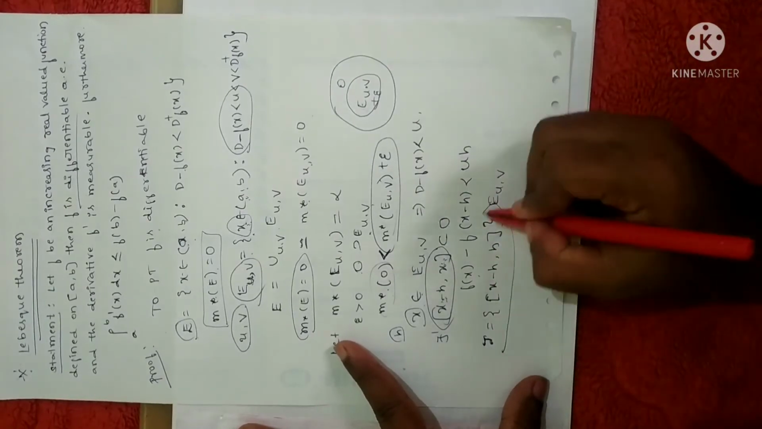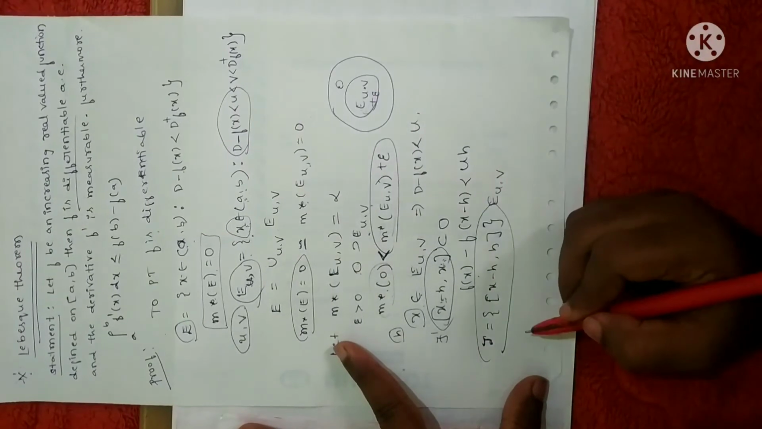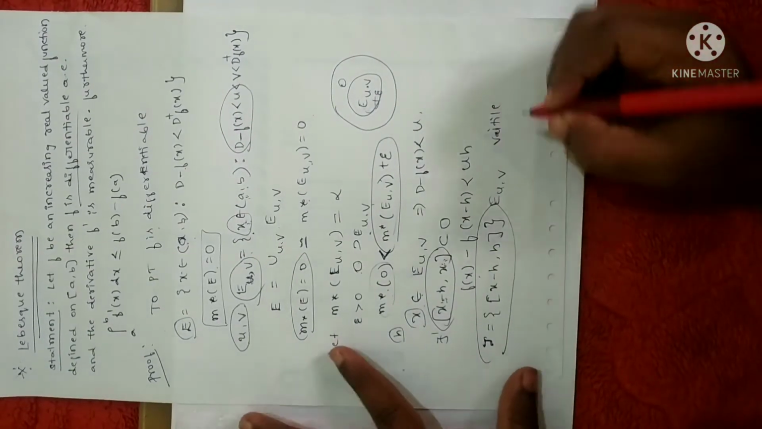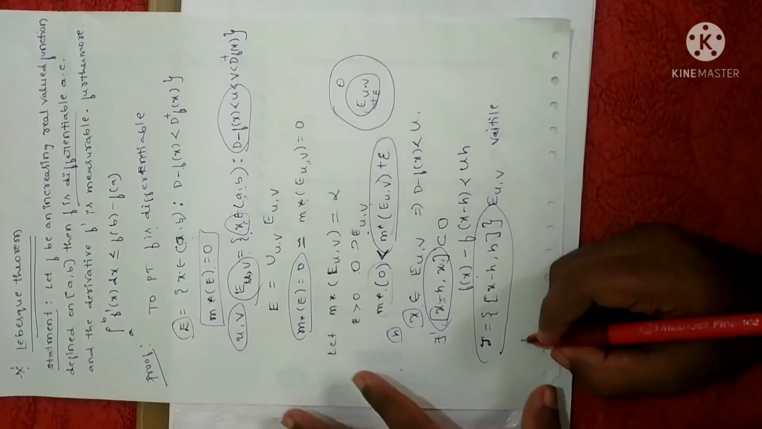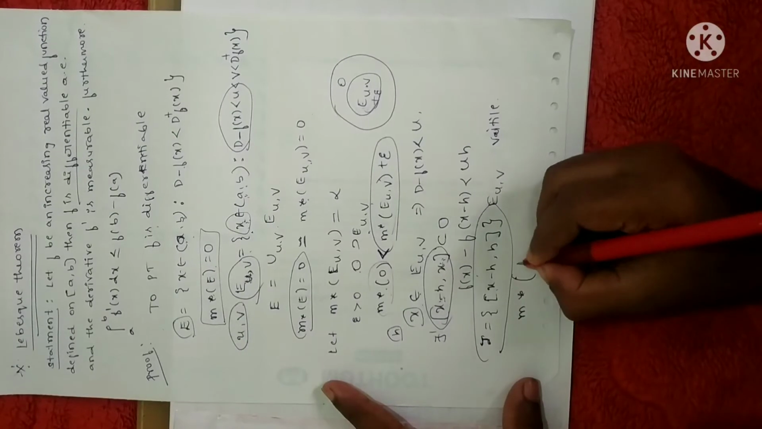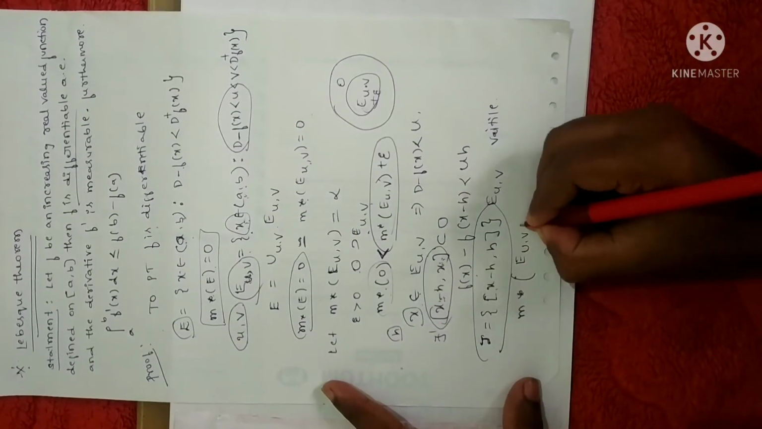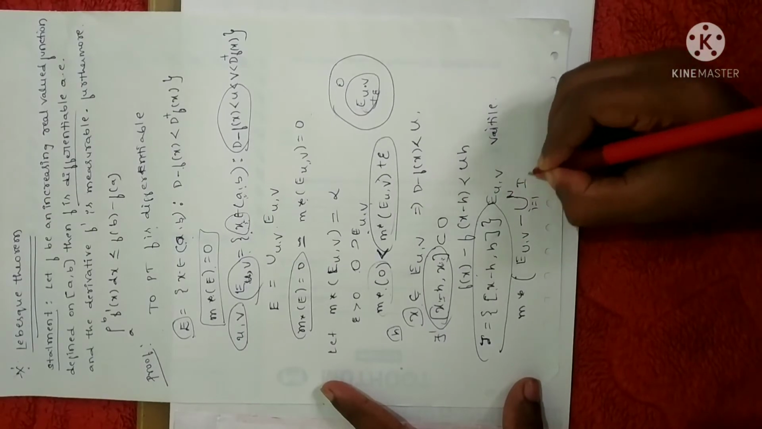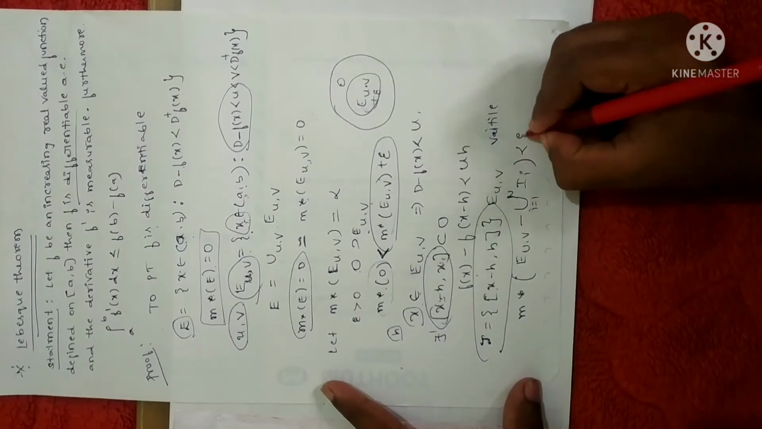So this is a collection of sets which covers E of u comma v in the sense of Vitali. I have explained the concept of Vitali, so you just go through that. From the definition of the Vitali covering lemma, I can write that when you take the measure of the set E of u comma v minus the union of I for i equal to 1 to n, it will be less than epsilon.